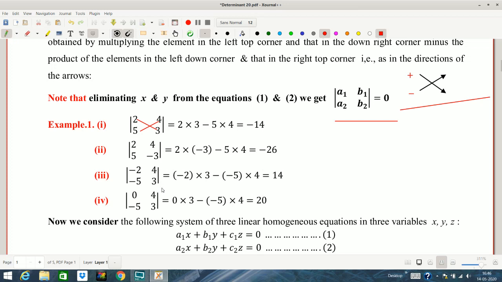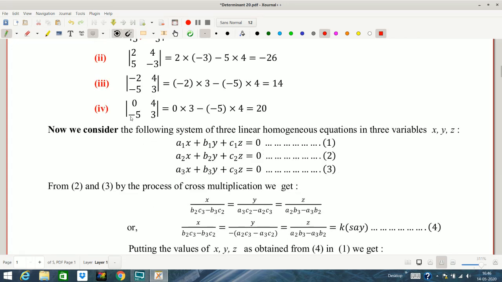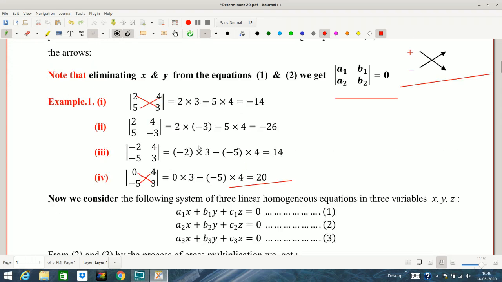Similarly, number 2, 3 you see. Let us see number 4. Here principal diagonal elements are 0 and 3. So 0 into 3 minus 5 into 4. There is a minus sign in the formula and there is a minus sign before this element. That's why 2 minus signs, and this gives us the positive value 20. This is how we calculate the value of a second order determinant.